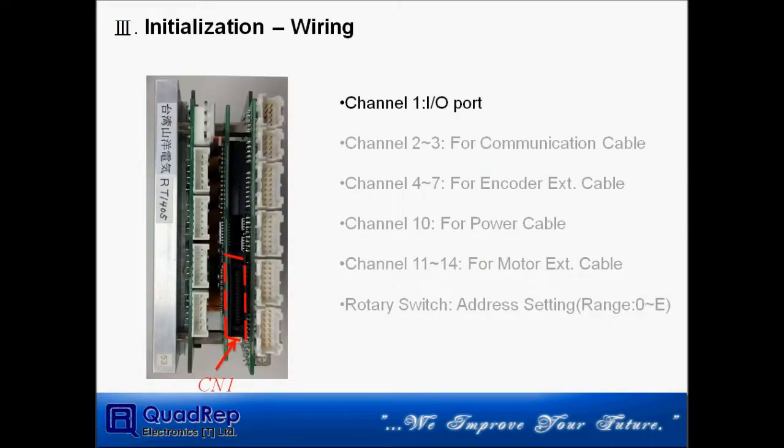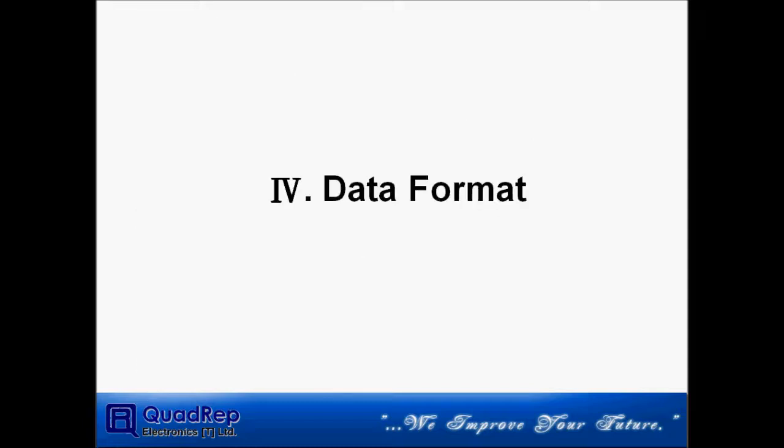Now let's talk about wiring. Channel 1 is the I/O port. Channel 2 and Channel 3 are used to communicate with the network. Channel 4 to 7 are used to connect with the encoder line. Channel 10 is for the power cable. Channel 11 to 14 are used to connect with the motor cable. And the rotary switch can set 16 addresses.